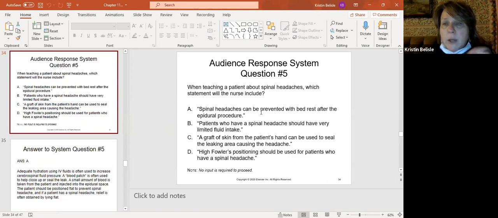When teaching a patient about spinal headaches, which statement will the nurse include? Well, spinal headaches can be prevented with bed rest after the epidural procedure. That is the correct answer. Just so you know, once the patient has had the epidural procedure, we've tapped into that epidural space, then we can actually have the patient lay flat. Bed rest is: don't get up, don't raise the head too high, and dim the lights. Just resting in a bed rest state will help prevent it, or if they have a headache coming on, it'll help it from worsening, hopefully.